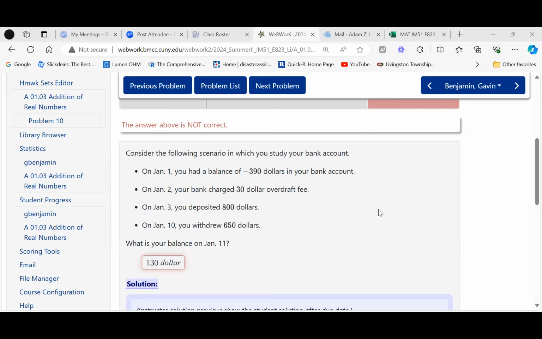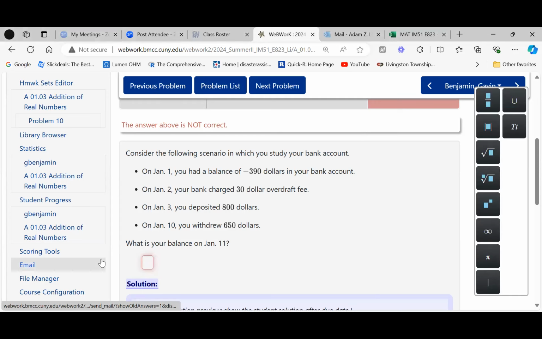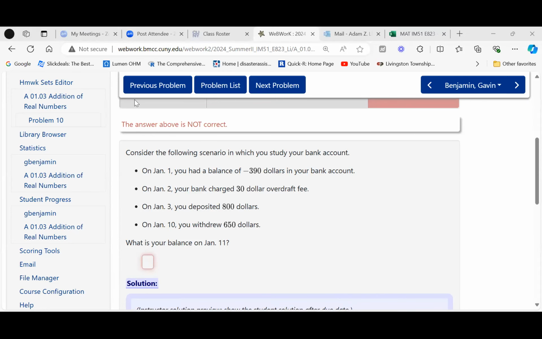Hold on. I'm going to solve this one, right? So it's negative $30. Wait, mine is different. I have different numbers. Everybody has different numbers in their questions. So you have to base it on your own numbers, right? Can we do this question together as a group, Professor? Yes, I'm going to go over this right now. All right, thank you.